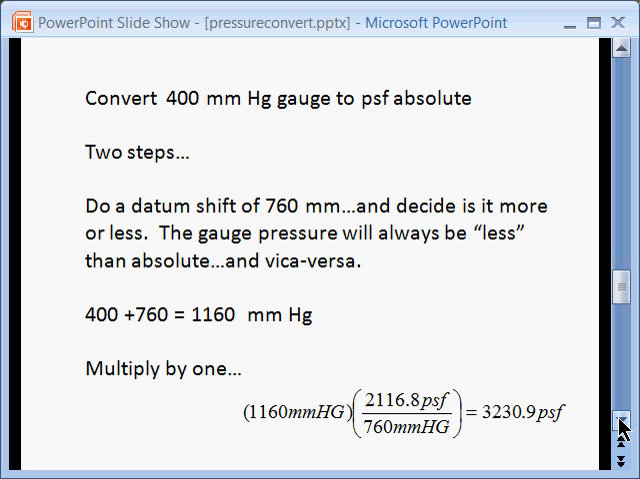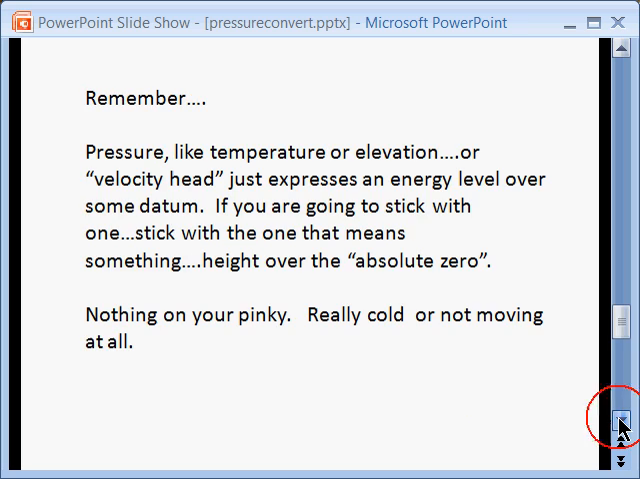Finally, convert 400 millimeters gauge to pounds per square foot absolute. First step, perhaps, is do a datum shift. In other words, you had 400 millimeters gauge, which means it would be 1160 millimeters absolute. And then you multiply by your 1, in this case jumping over the line with the 760 millimeters of mercury and putting on top 2116.8 pounds per square foot. You get an answer there of 3230.9 pounds per square foot. And that is the standard way to express pressure in terms of absolute: force over area, using your basic standard units.